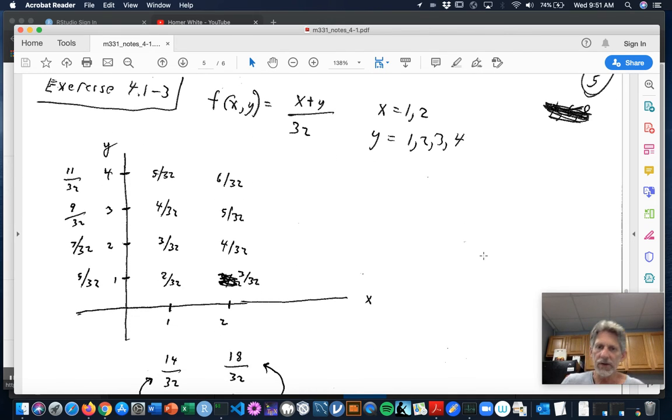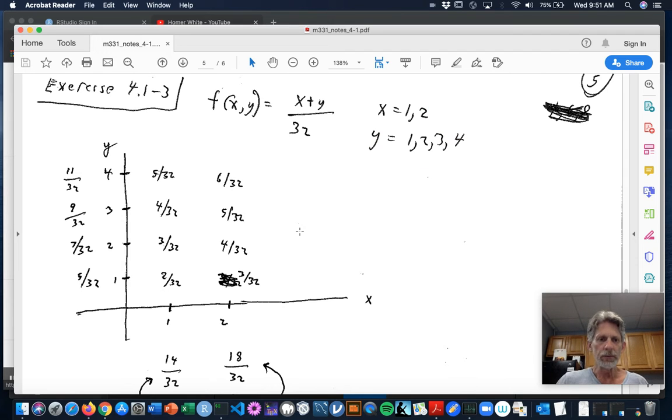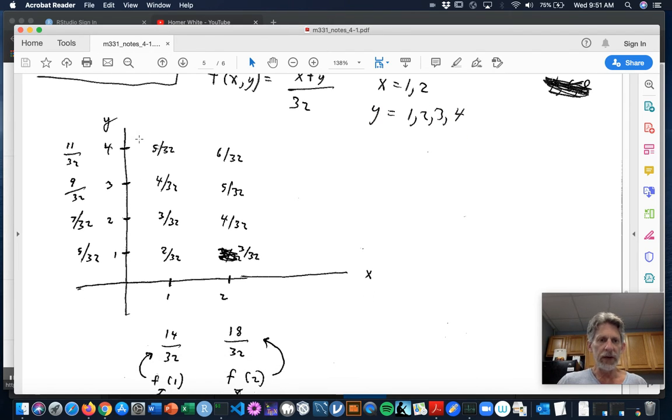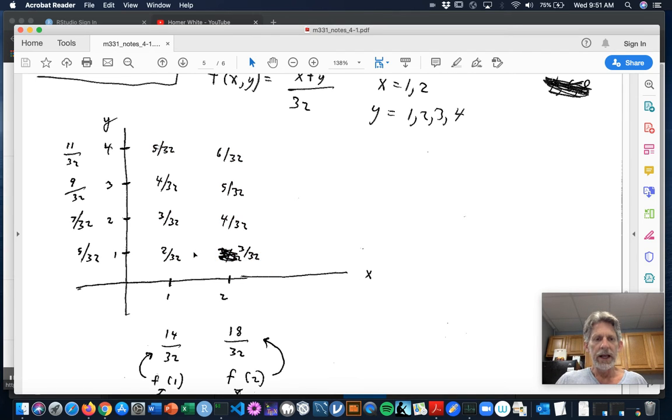Okay, let's just do another exercise. This is exercise number 3 in the book. It's another little example of a discrete bivariate distribution. The formula for it is f of x, y equals x plus y over 32, where x can be 1 or 2 and y can be 1, 2, 3, or 4. So this time we've got a rectangular shape to our sample space, 2 wide, 4 high, as it were. 8 total points in the sample space. I haven't drawn the points, but I've drawn the f values right at the points.